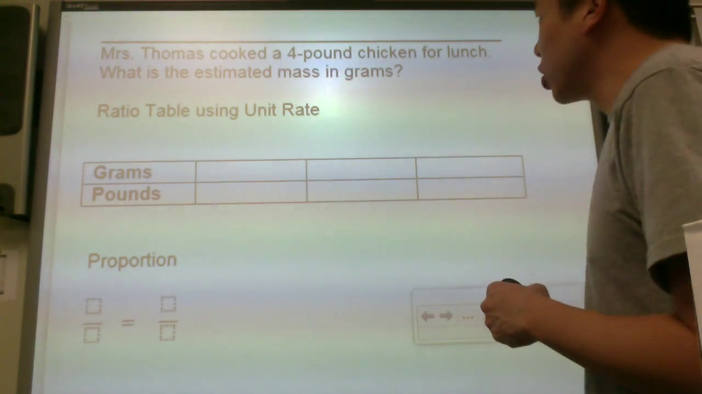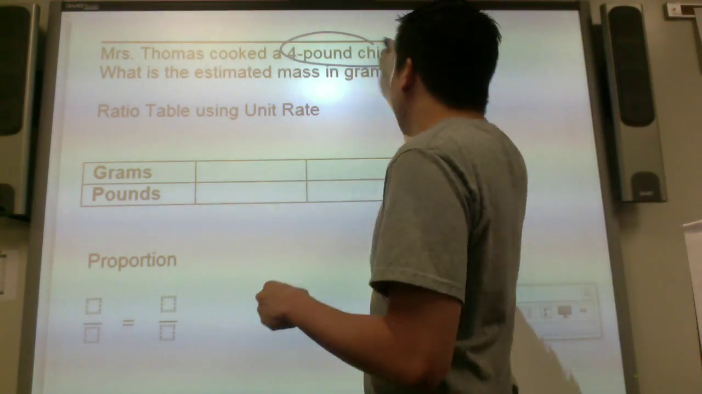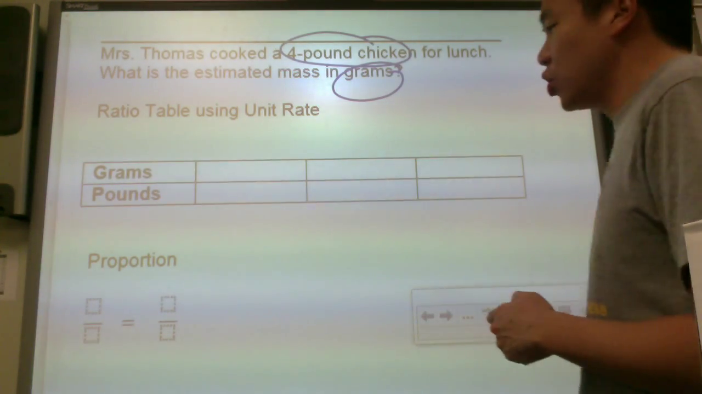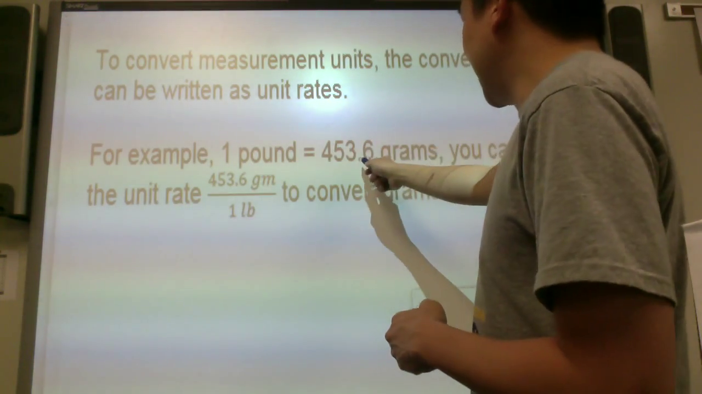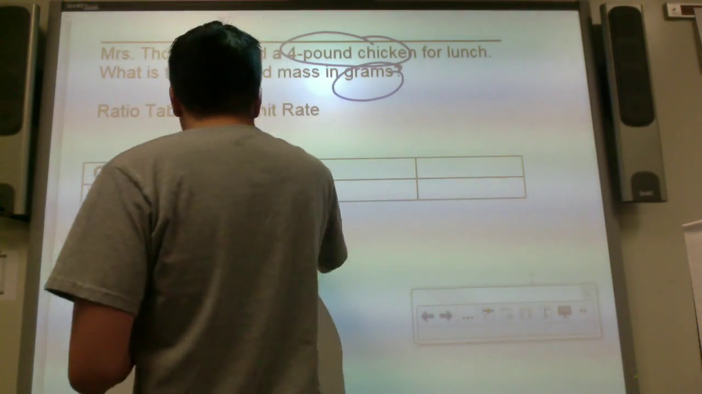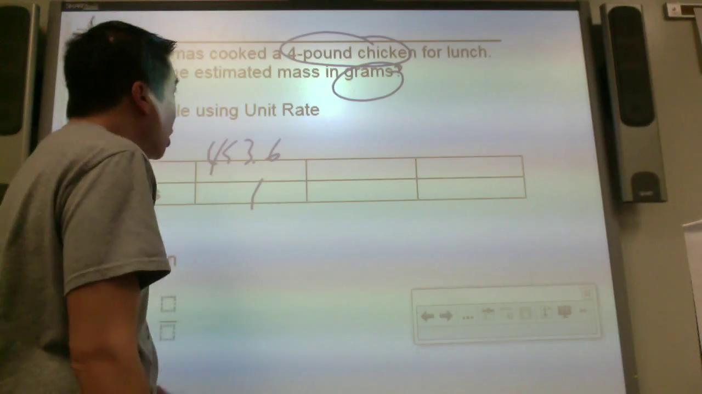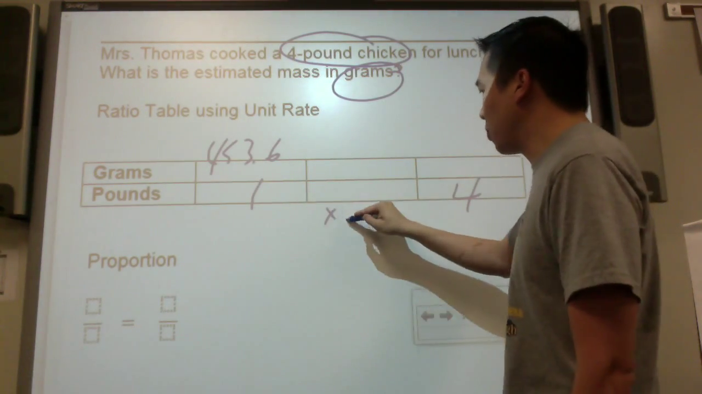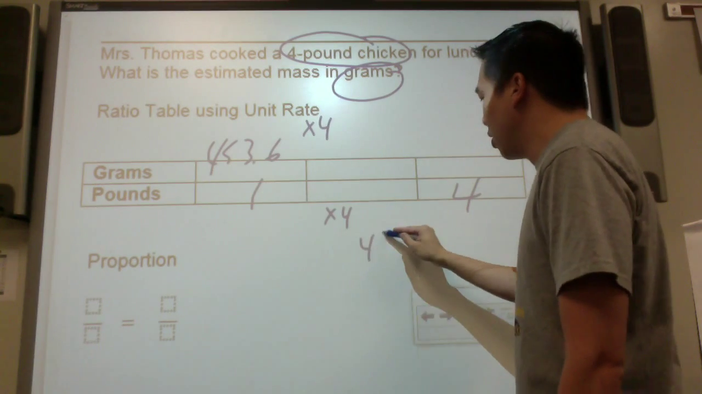So Mrs. Thomas cooked a 4-pound chicken for lunch. What is the estimated mass in grams? Let's go back to our chart. It says that 1 pound equals 453 and 6/10 grams. That's 453 and 6/10 grams per 1 pound. I would like to scale this up by 4, so I multiply by 4, I multiply by 4.